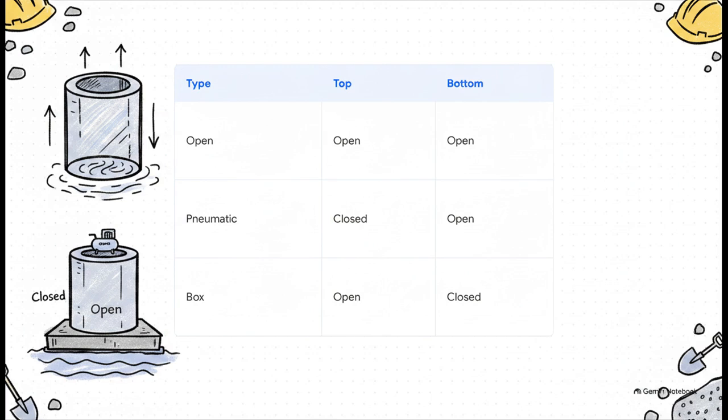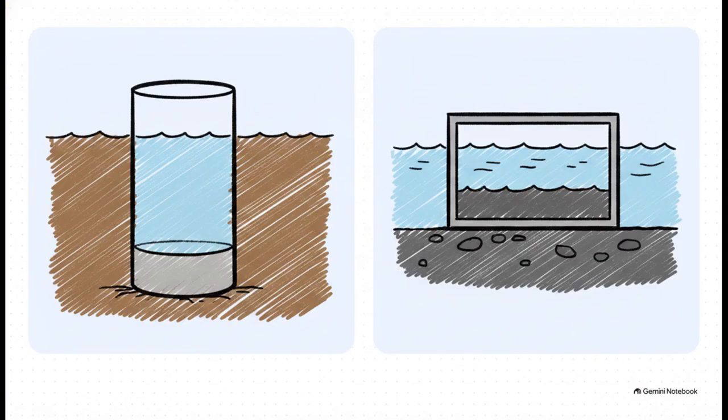An open caisson is essentially a massive box that's open at both the top and the bottom. A pneumatic caisson is closed at the top but open at the bottom. And a floating or box caisson flips that completely. It's open at the top but permanently closed at the bottom. Let's look a little closer at the 2 most contrasting types, open versus floating caissons.